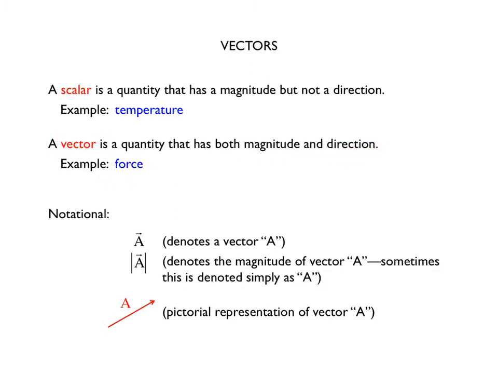Force is an example of a vector. Acceleration is an example of a vector. Acceleration of gravity is 9.8 meters per second down. Direction matters because it's a vector.